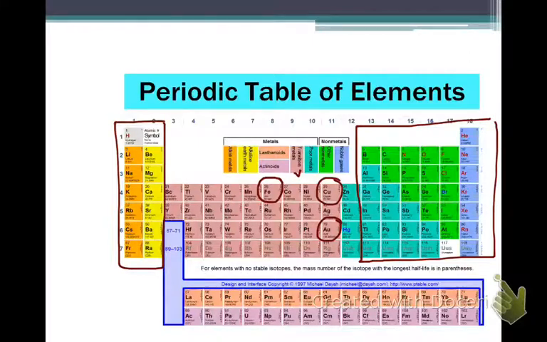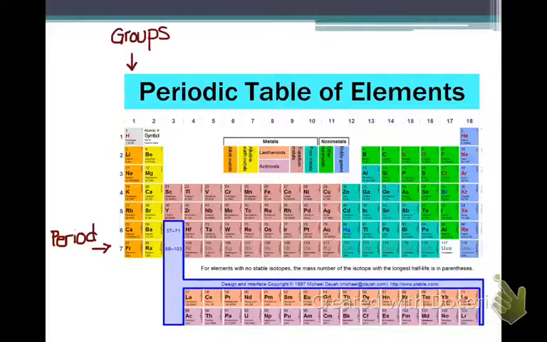So some good things to know about the periodic table. All of the rows that you have here going across are called periods. And the columns are called groups. Here, I'm just going to erase some of the marks I made so I can do some more writing.